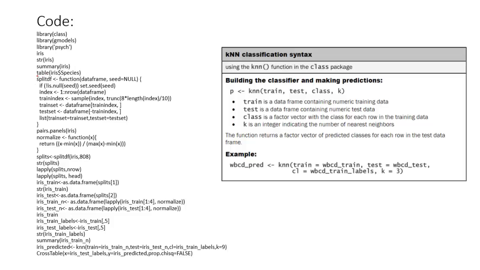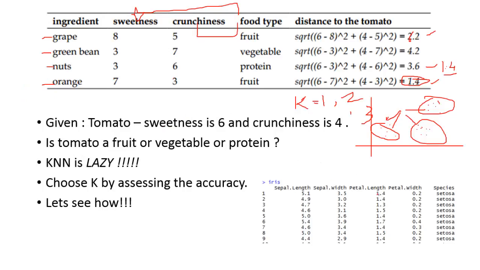Here I have used a statement, table iris dollar species. What it will do is, in a tabular form it will show all the results, like the number of entities in all 3 categories. And here is an important thing: if you look at this data set in RStudio, this data set is actually sorted, but your data set should be distributive.